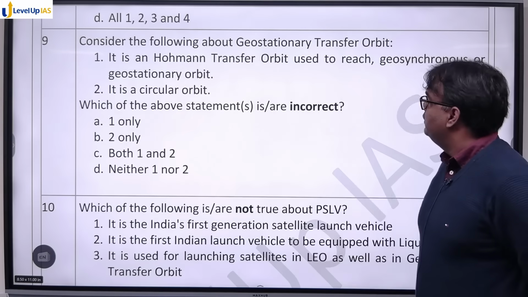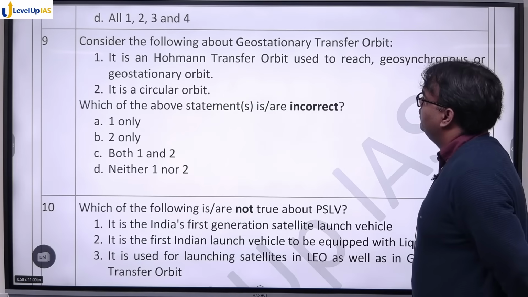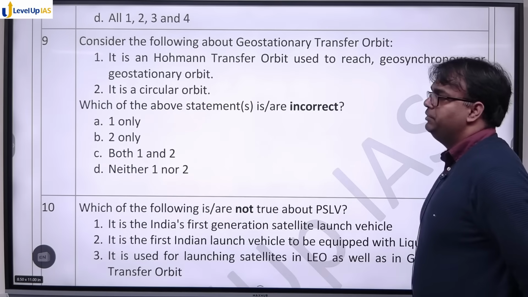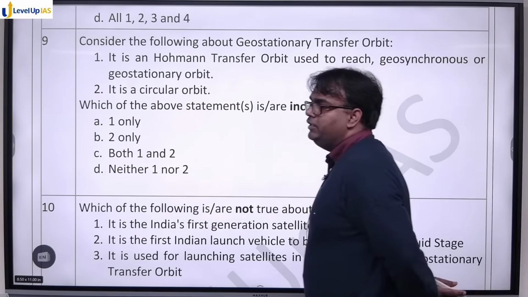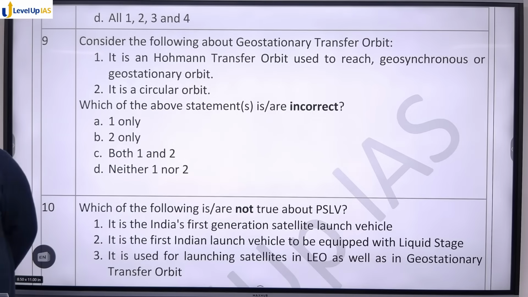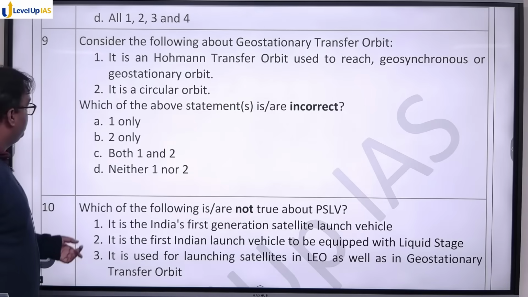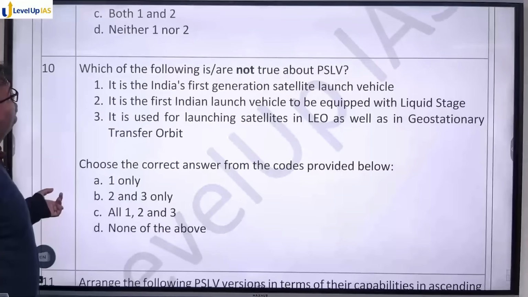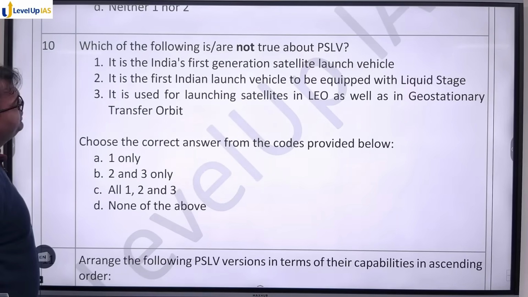B. Incorrect पूछा है. Yes, B. 1 is correct, 2 is wrong, but पूछा incorrect है. So answer is B. Answer is B. Right? Question number 9, answer is B. Let's go to question number 10. नहीं, question number 10 में we are starting with PSLV.